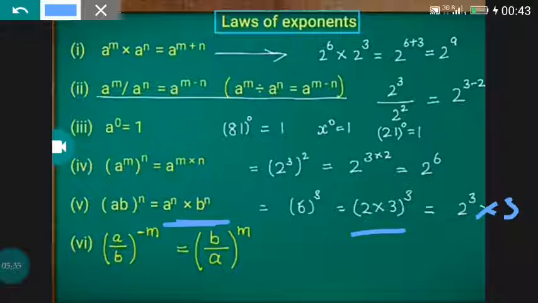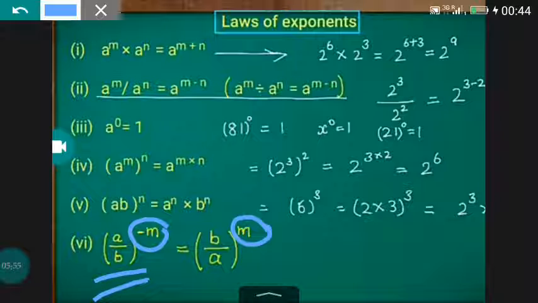Yes, see the last formula, what it says. The last one, the seventh law of exponent. This much is clear. Here it is a by b raised to power minus m. So whenever there is a negative power, students, what happens? We make this negative power positive. See here it is m only. It was minus m in this, and here it becomes plus m. How does it become? What will we do? We will take the reciprocal.